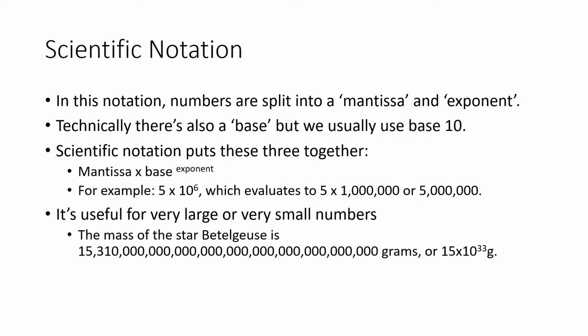So the mass of the star Betelgeuse, that's its real name, 15310000000000000. I can't even read all that. That's how many grams it is. It's a mouthful, and it's also hard to write without making mistakes in how many zeros. But if you say 15 times 10 to the power 33, we've counted the number of zeros, there's 33 of them. That's a lot harder to get wrong because there's a lot fewer numbers.